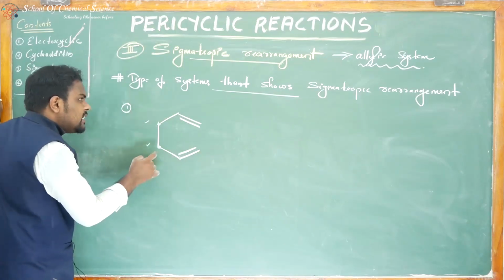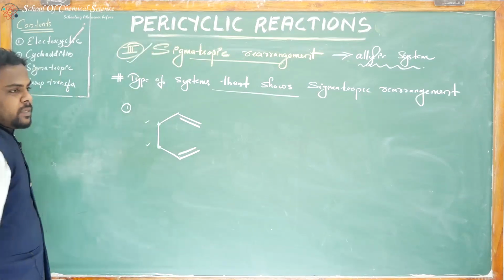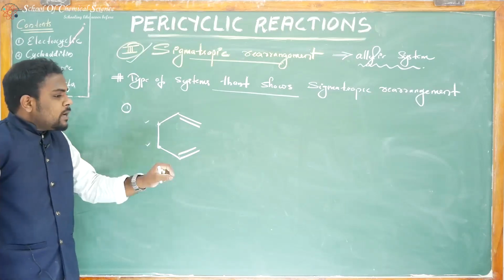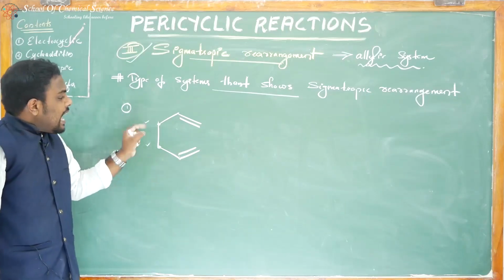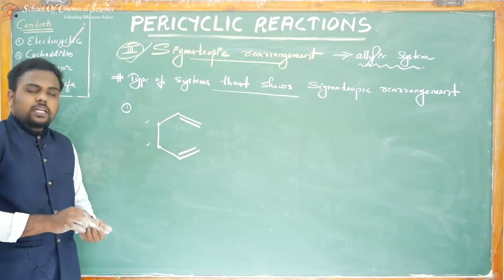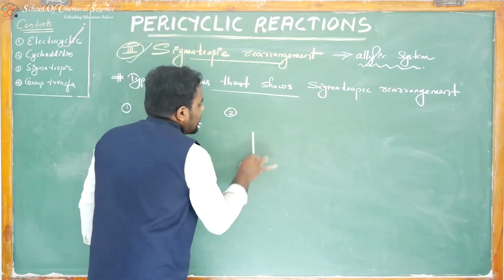So definitely this will show sigmatropic rearrangement. Sigmatropic rearrangement is shown by those systems which have an allylic carbon. Here two allylic carbons are present. Then second example.